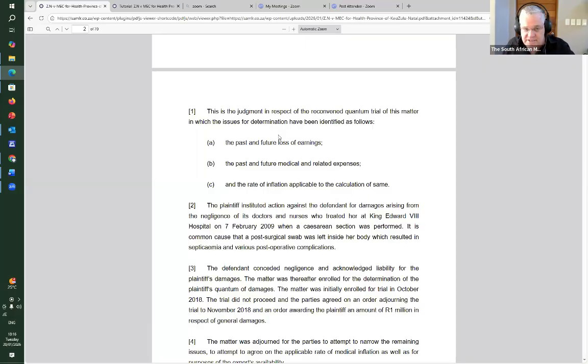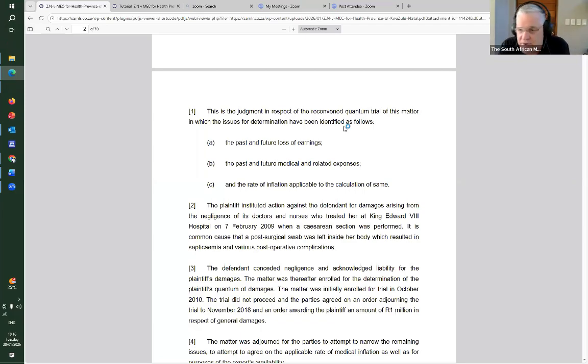Now she knows what she has to apply her mind to in this judgment. It's set out in the very first sentence. She's already getting her thinking clear. So the issues for determination have been identified as follows, and there are 3 issues. We should all be familiar with that: the past and future loss of earnings, past and future medical and related expenses, and the rate of inflation applicable to the calculation of same. So there's the 3 issues.